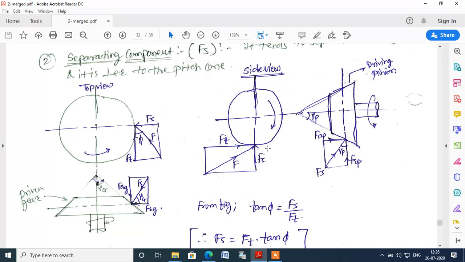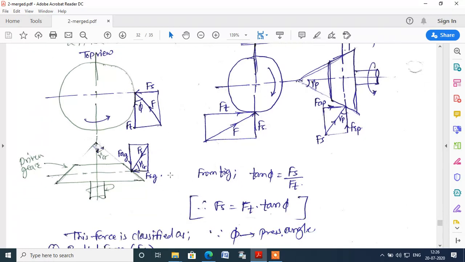Here it is shown in side view. This is the resultant force, this is Fs and this is Ft, the separating force and tangential force. Here also in this case, the separating force and tangential force, and this is the resultant force. Here Fs is divided into two components: Fr, the radial force, and Fa, the axial force.